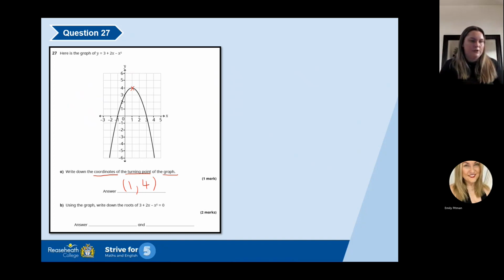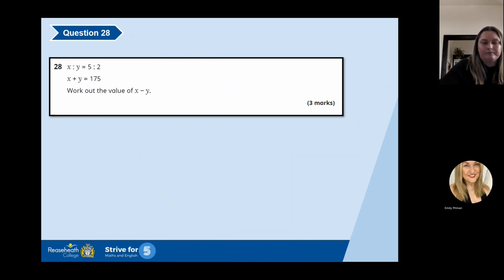Then the next question, using the graph, write down the roots of 3 plus 2x minus x squared equals 0. So it just wants to know the roots. So the roots are where it crosses the x-axis. So the answer is simply x equals minus 1, because that's minus 1 there, and x equals 3. And that's all it is for that one. So you're just looking where it turns and where the roots are, where it goes through the x-axis. Okay, next question.